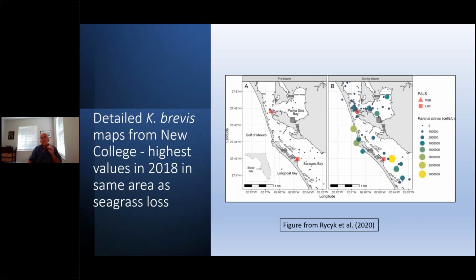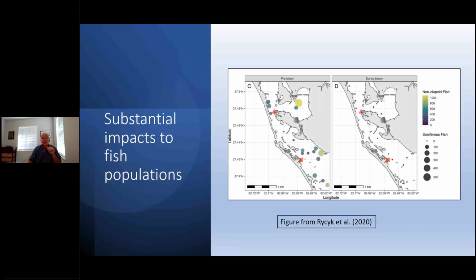So the seagrass loss is centered right around this area. This is a very detailed Karenia brevis assessment carried out by researchers from New College. And the warmer colors are the highest cell counts. And so right here, right where we had the big seagrass loss, is our highest cell counts, right in the area of Longboat Key. So very high levels of Karenia. It had a devastating impact on our fish populations.